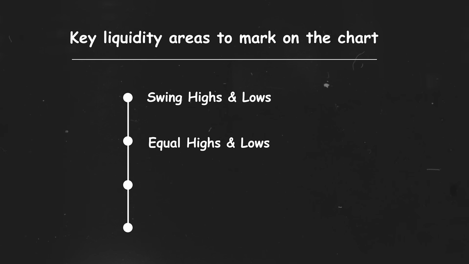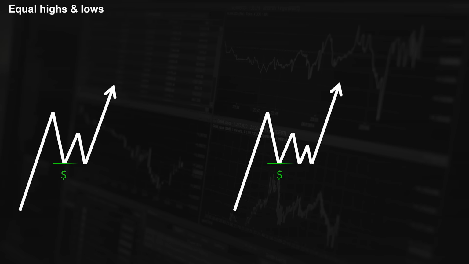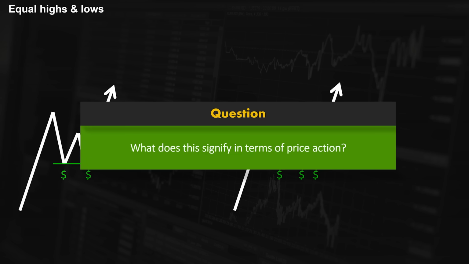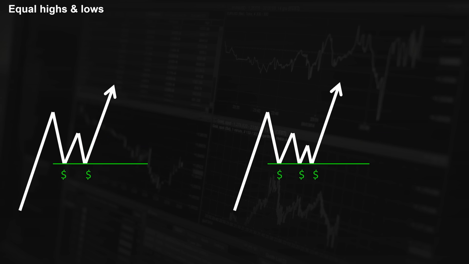Equal highs and lows. As the name suggests, the price forms equal lows where the low points are around the same level. Similarly, the price forms equal highs where the highs are around the same level. So what does this signify in terms of price action? Double or triple bottoms created on the chart are great places to look for trading opportunities.